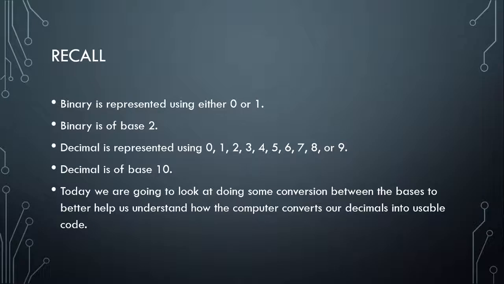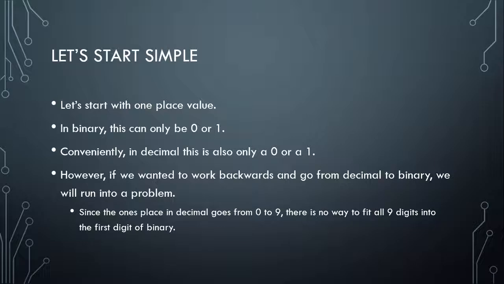Now today we're going to look at doing some conversion between the bases to better help us understand how the computer converts our decimals into usable code, because remember, computers are only using binary. So let's start simple. Let's start with one place value. In binary, if you recall, this is only 0, 1. Conveniently, in decimal, this is also only a 0 or 1.